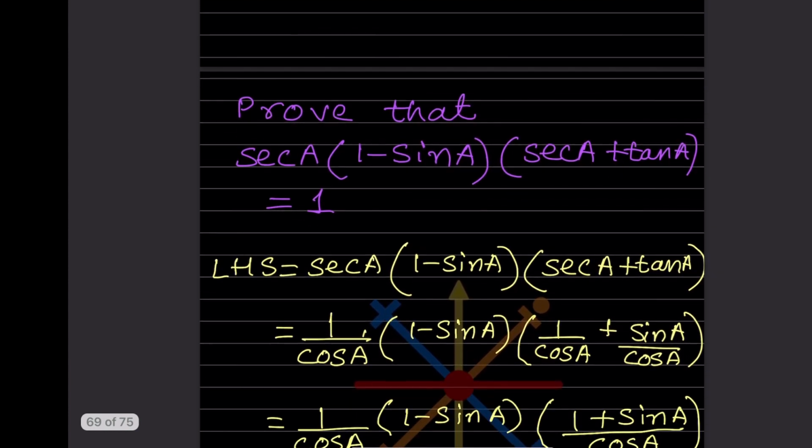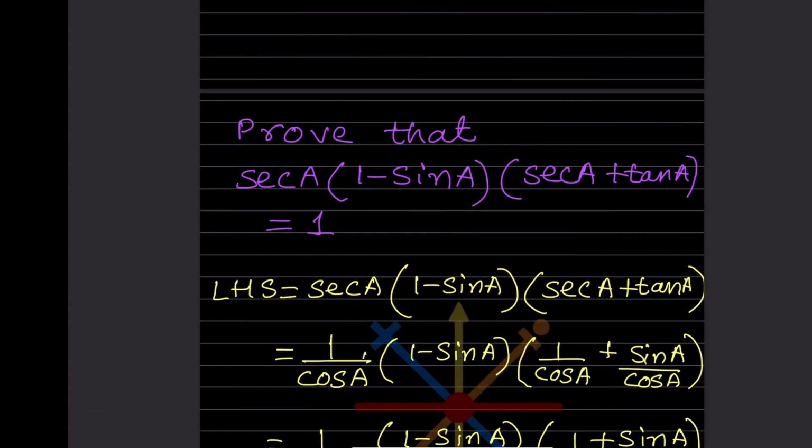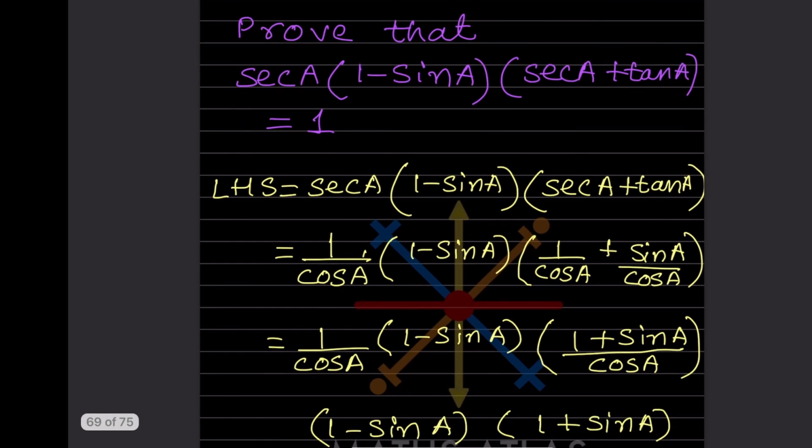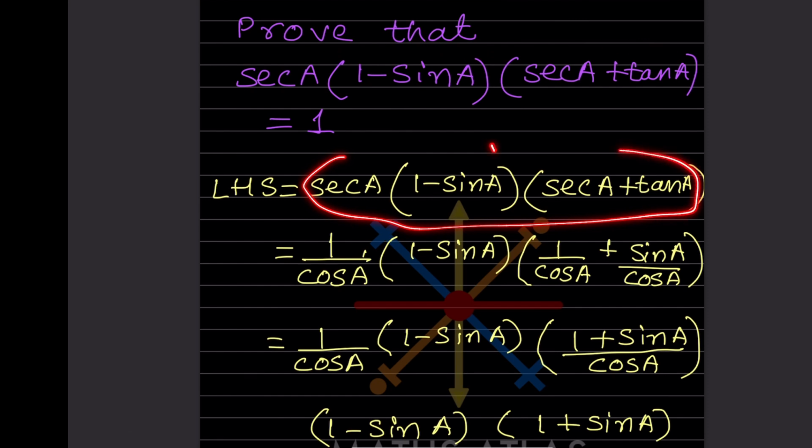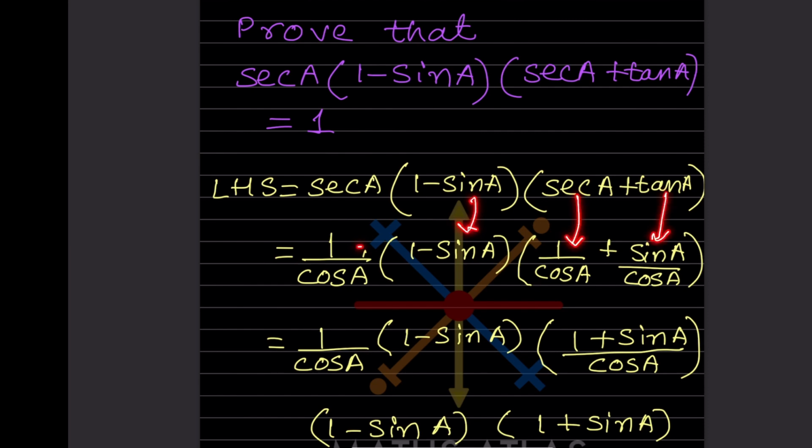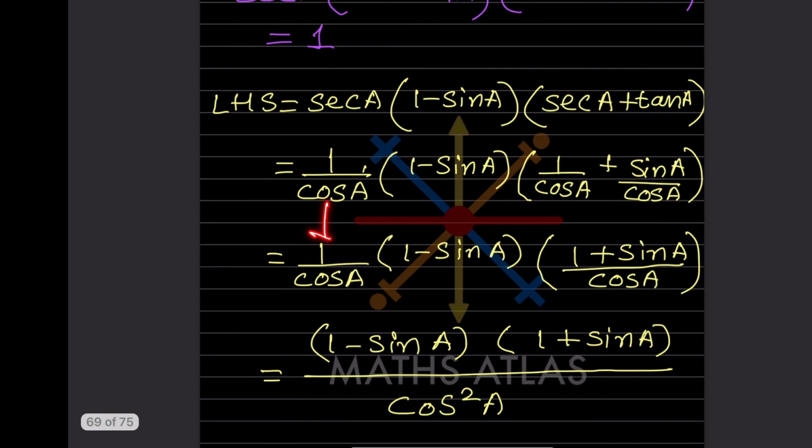Now look at this one. We have to prove that sec A into 1 minus sine A into sec A plus tan A is 1. So now this is the left hand side. Again we'll take the left hand side here. Sec A we can write as 1 by cos A, and tan A we can write as sine A by cos A. This let us keep as it is.